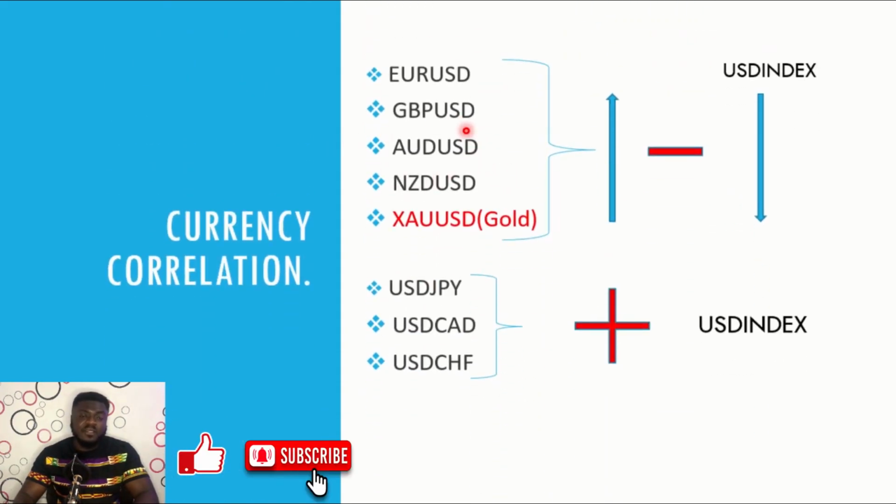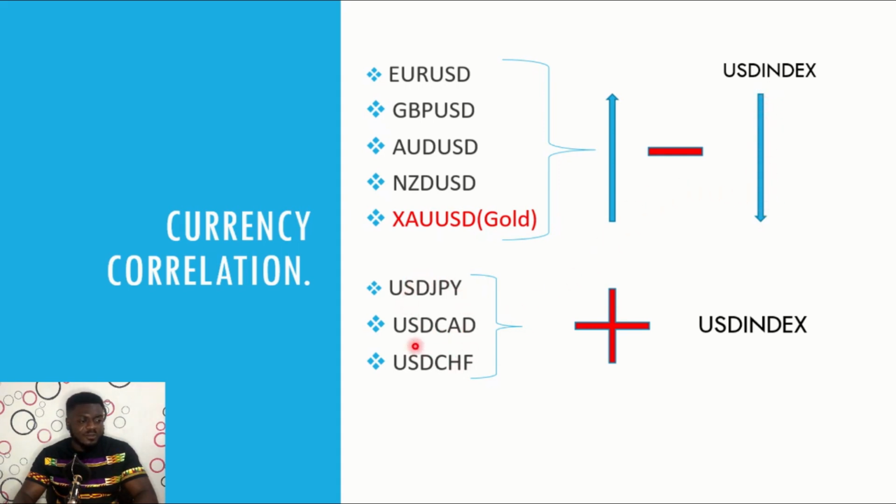A simplified view of currency correlation. EUR/USD, GBP/USD, AUD/USD, NZD/USD, and gold are negatively correlated with the US dollar index. Negative correlation means that when these clusters of currency pairs are moving upwards or are in an uptrend, there is a high probability that the US dollar index is also in a downward trend.